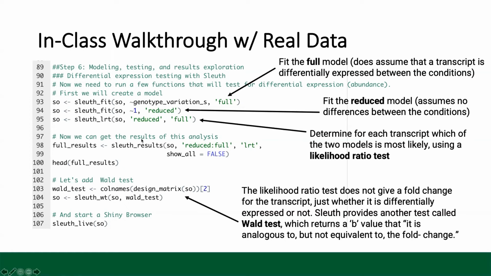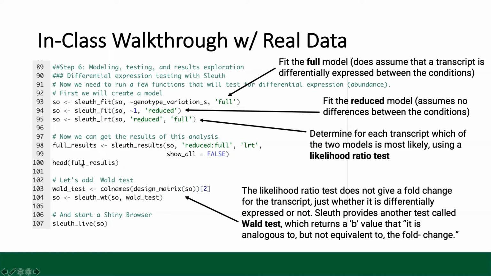Once that finishes, we'll have all of the results stored in this sleuth object, and we can pull them out by running the sleuth results command. We'll pull this into a variable called full results, which we can then take a look at using head.